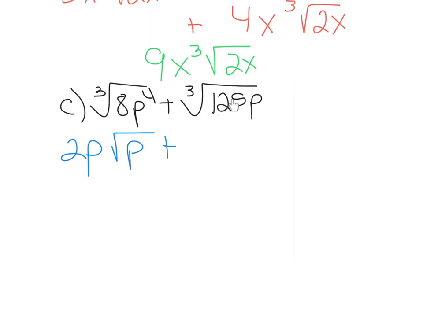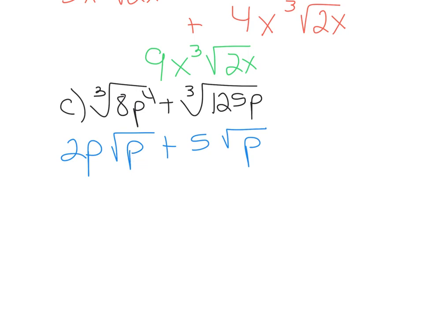The cubed root of 125, which is a perfect cube, is 5. 5 times 5 times 5 makes 125. So this is going to have a 5 on the outside. But I can't make any groups out of this p because there's only one of them, and I need 3 to make a full group. So this 1 is going to have to stay in by itself.